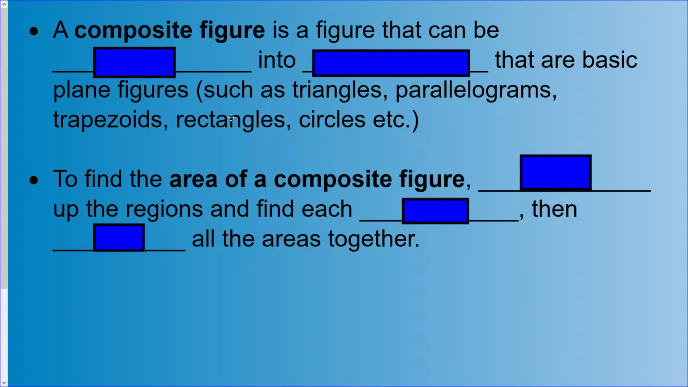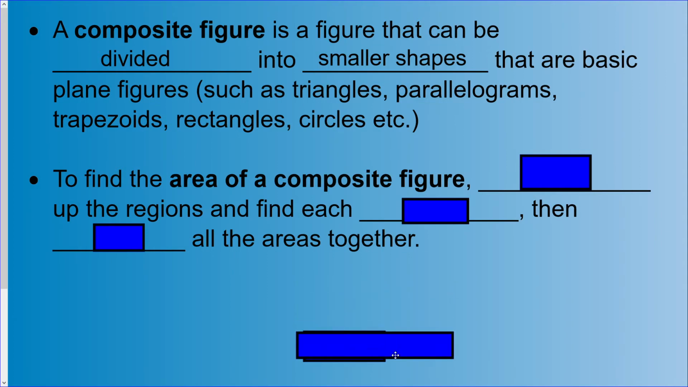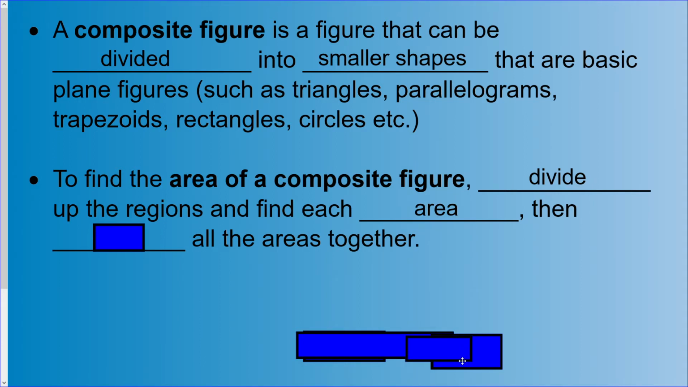Alrighty, now you should probably jot down some of this, but I'll leave it up to you how much. So a composite figure, in case you don't remember, is a figure that can be divided into smaller shapes that are the basic plane figures, such as triangles, parallelograms, trapezoids, rectangles, circles, etc. A plane figure just means a two-dimensional figure. So it can be broken down to one of those shapes. And to find the area of a composite figure, you just divide up the regions and find the areas of the smaller shapes, and then simply add them together. Hopefully this is ringing a bell from last year.